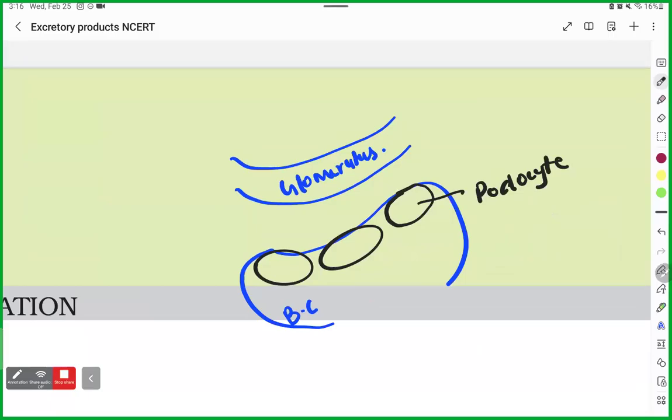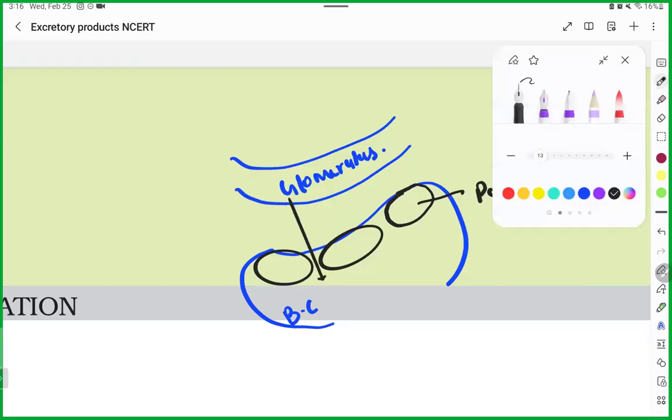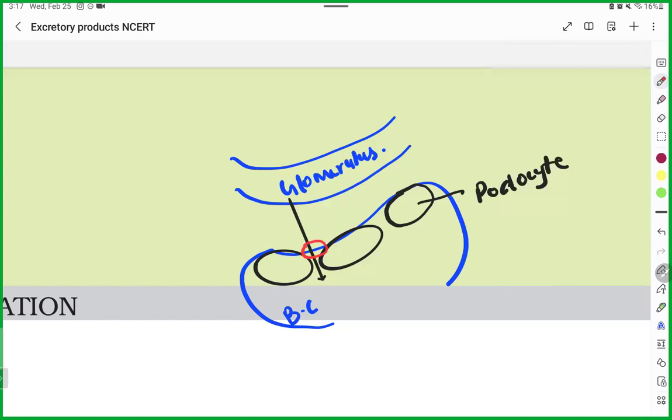So in Bowman's capsule you have podocyte. The main job of the kidney is to filter the blood, because blood has a lot of waste material. We want to eliminate this waste material, and for this purpose we are using the kidney or nephron. When blood is filtered due to high pressure in the glomerulus, it comes out of the glomerulus and enters into Bowman's capsule. So there must be some pore present in the Bowman's capsule.